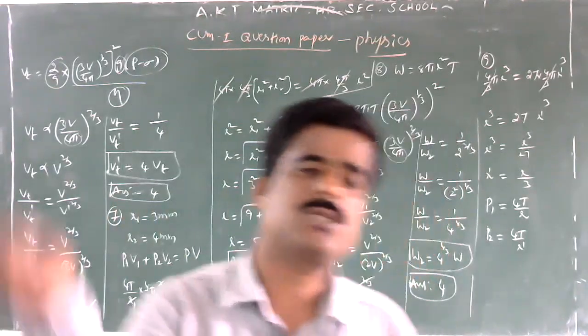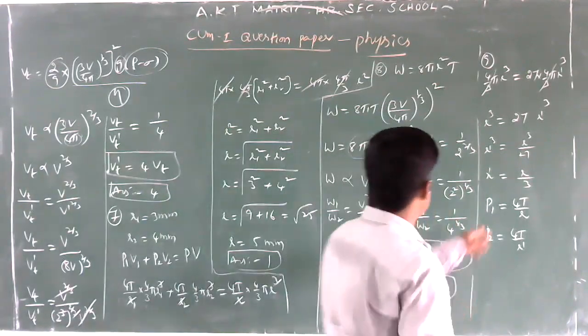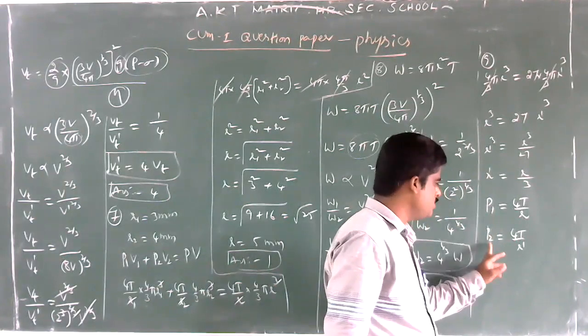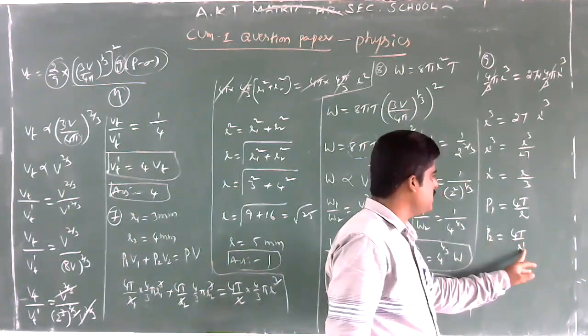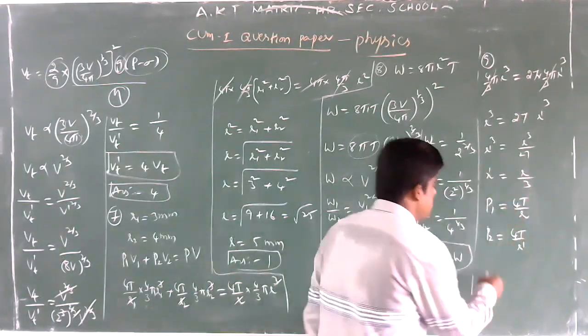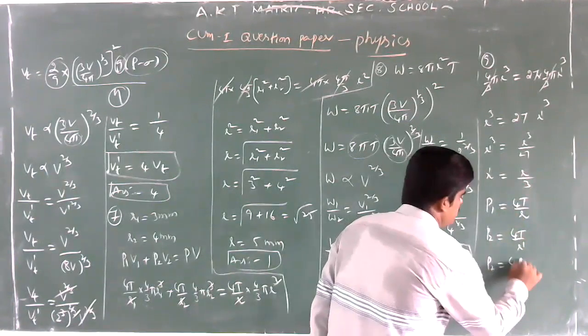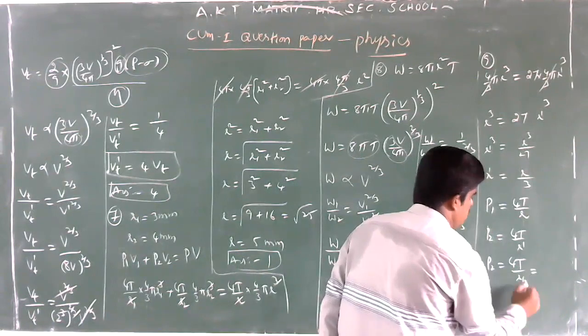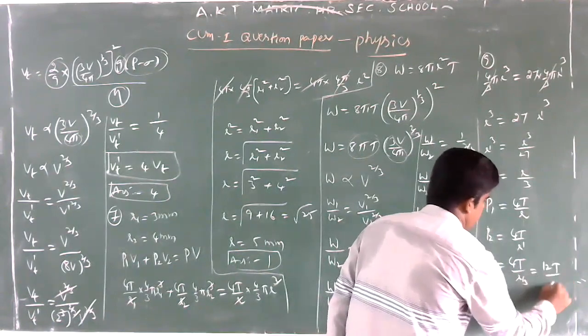Larger bubble and smaller bubble. For the larger bubble what is the pressure, P1. For the smaller bubble what is the pressure, P2. So P is equal to 4T by R dash. You know that R dash is R by 3, so we can write P2 is equal to 4T by R by 3, that is 12T by R.